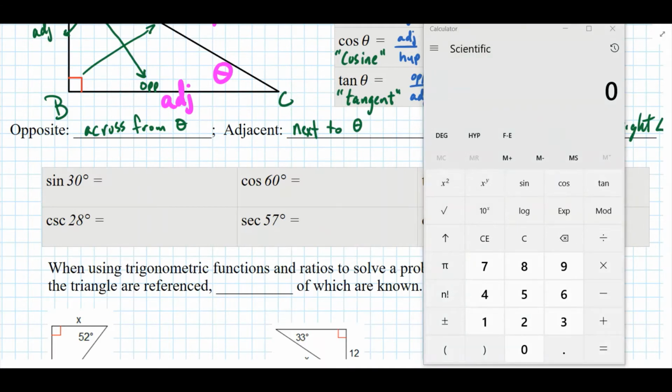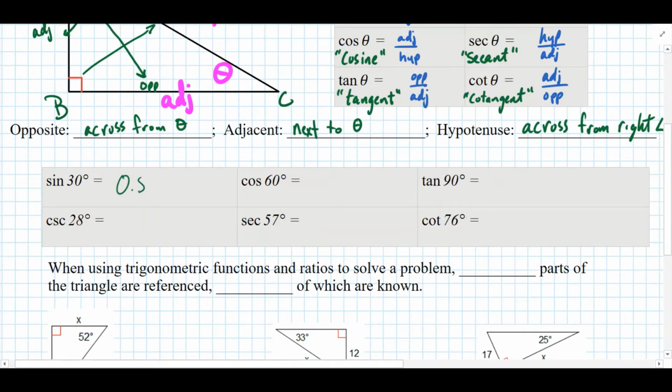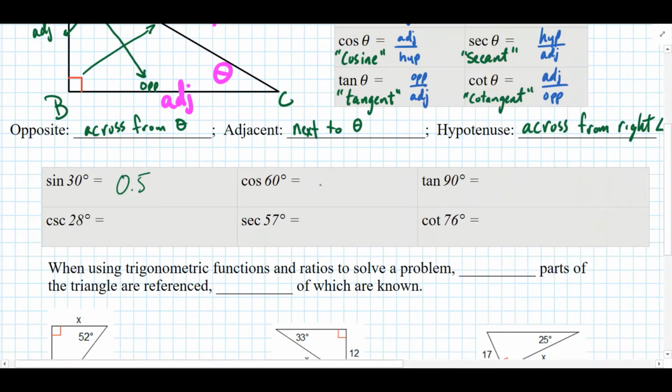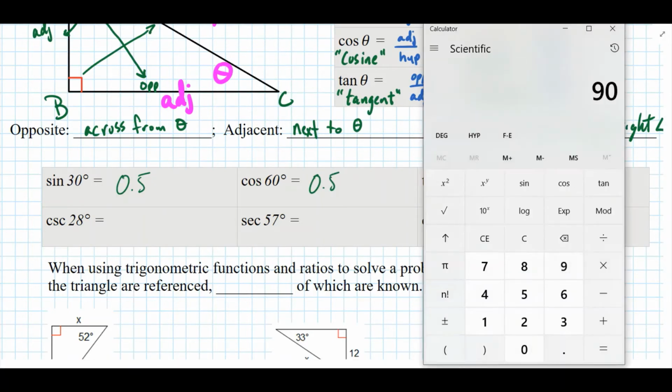Now, to evaluate trig functions at several angles, I must enter the angle measure first, then press the correct trig key. In this case, sine of 30 degrees is 0.5 or 1/2. Cosine of 60 degrees is also 1/2. Tangent evaluated at 90 degrees produces an error, which will be discussed further in another lesson.